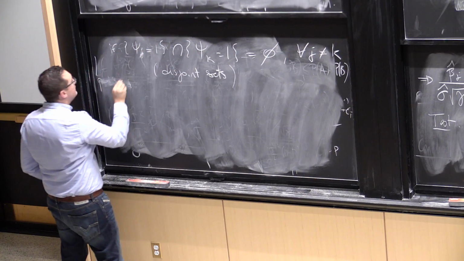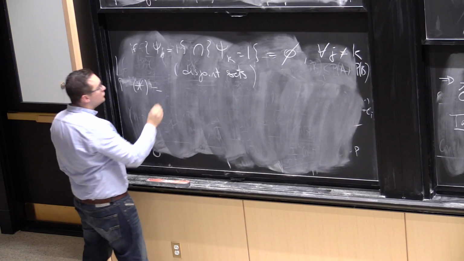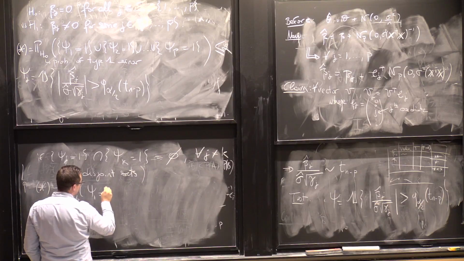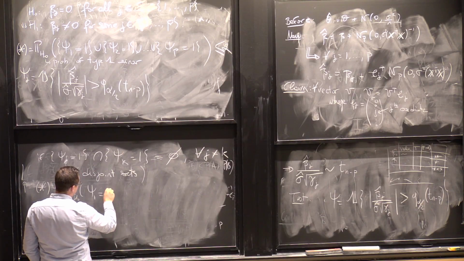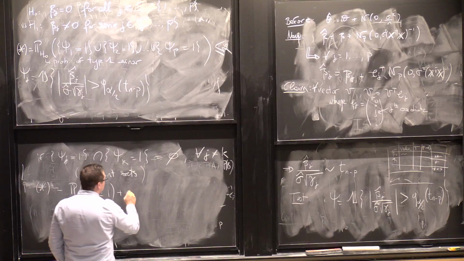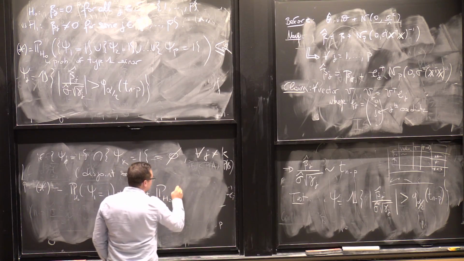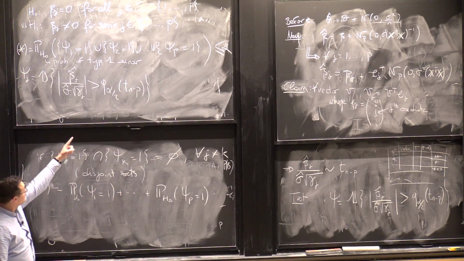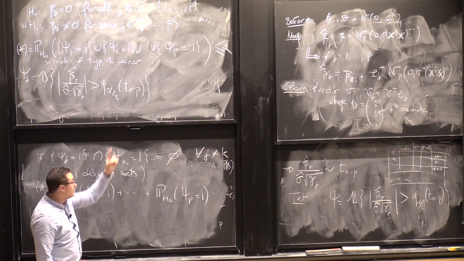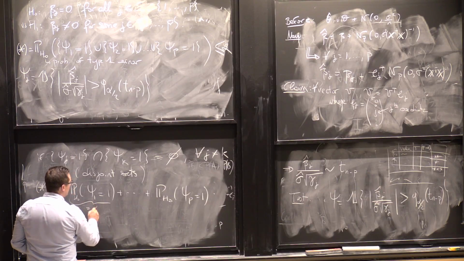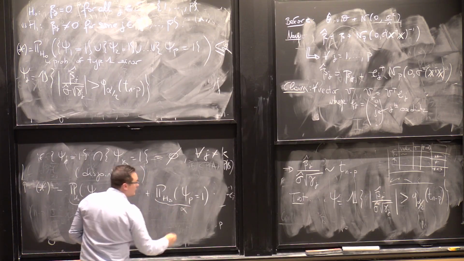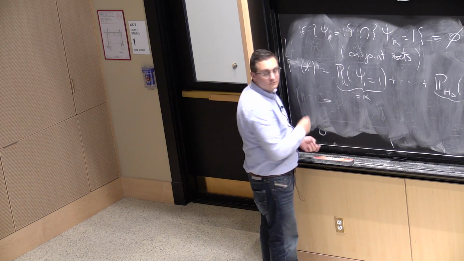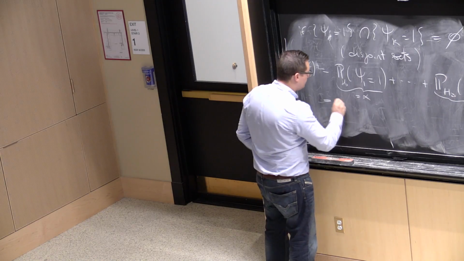star, then star is equal to, well, the probability under H0 that psi 1 is equal to 1 plus the probability under H0 that psi p is equal to 1. Now, if I use this test with this alpha here, then this probability is equal to alpha. This probability is also equal to alpha. So the probability of type 1 error is actually not equal to alpha. It's equal to p alpha.